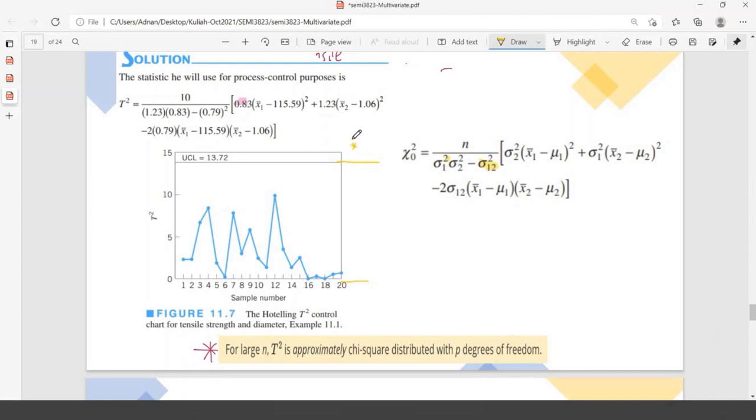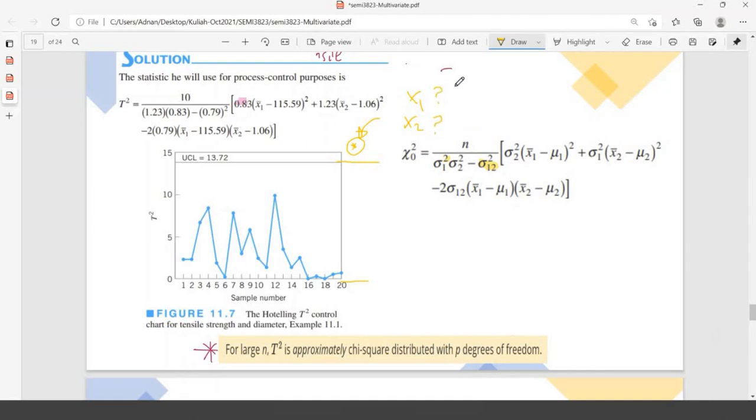Okay, so the process is having a problem. The challenge here is: who caused this problem? Is it caused by X1 or is it caused by X2? Who caused the problem? This is a challenge.